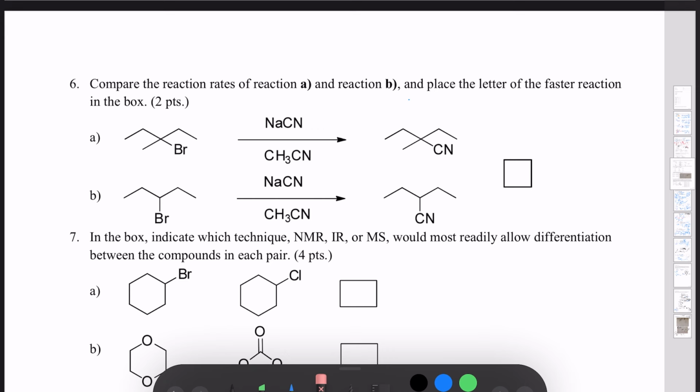For question 6, we are given two reactions, and we're asked to compare the reaction rates and determine which reaction is faster. So when we look at these reactions, and if we're trying to determine which one goes faster, we need to first determine what type of reaction this is in the first place. So when we look at our reagents, we find that there is the nitrile anion, which is a good nucleophile, and we find that there's a solvent for both of these, which I'll put in a different color. This is acetonitrile. And acetonitrile, if you draw out the Lewis structure, is a protic solvent.